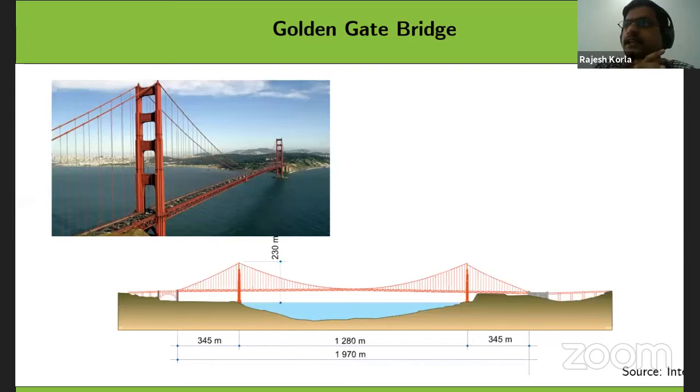This is basically the Golden Gate Bridge in San Francisco, where the distance between the two supporting towers is basically 1,280 meters span actually. The whole load of this bridge is actually transferred to these towers through these two ropes basically. So this requires a significant amount of tensile strength in this case. So the material which has sufficient tensile strength has to be applied in this case.